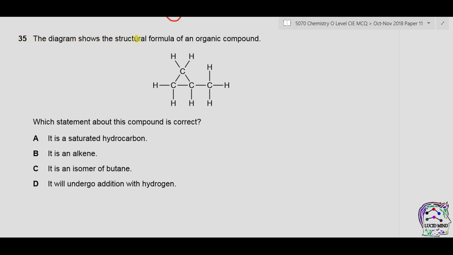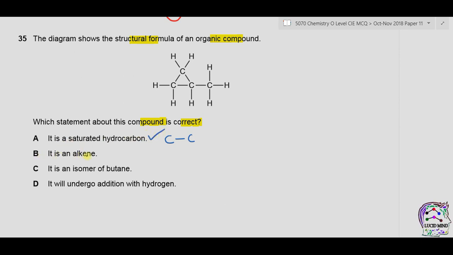Question 35. The diagram shows the structural formula of an organic compound. Which statement about this compound is correct? A. It is a saturated hydrocarbon. Now saturated hydrocarbon means that all carbon-carbon bonds are single covalent bonds. We can see that each carbon-carbon bond is a single covalent bond, so therefore statement A is correct.